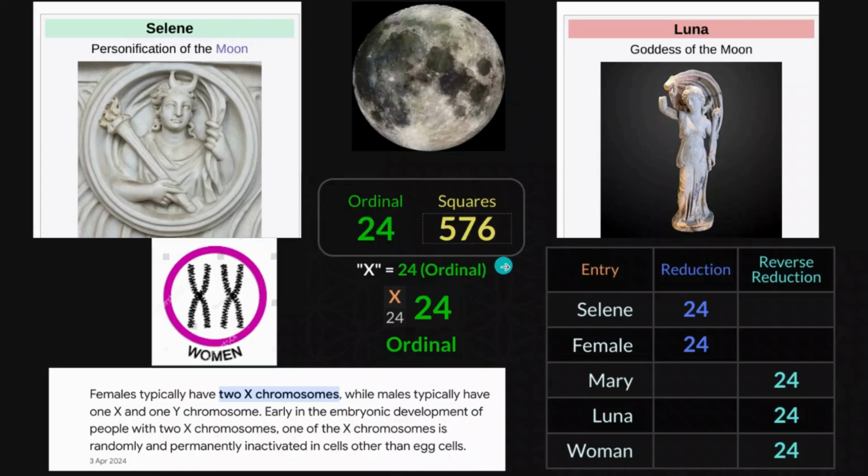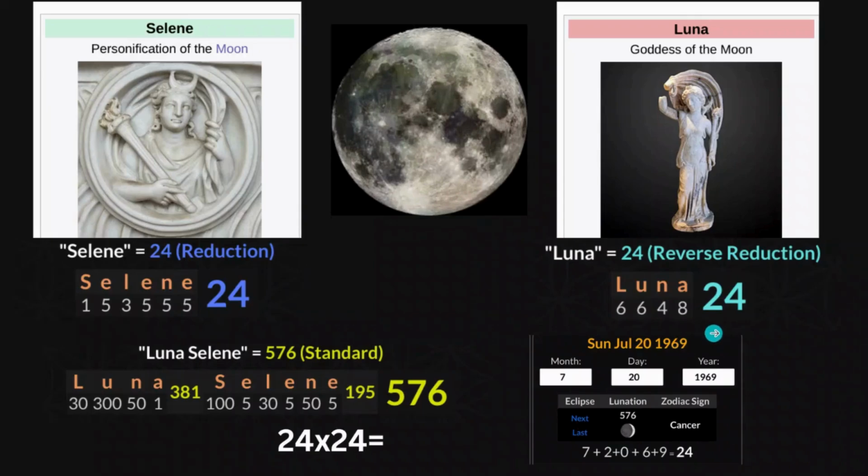And how does this tie to the female? Well, not only does Selene and Luna both equal 24, but in gematria, the word female equals 24, and the word woman equals 24, and the word Mary equals 24. And of course, Mary, the most symbolic woman's name you can think of, right? So not only does female and woman equal 24, the moon goddesses both equal 24. The woman has the two X's, which is the 24th letter, and 24 times 24 is 576, and 576 is the moon landing lunation. Okay? And don't forget, their two names together equals 576. But it gets even better, guys.